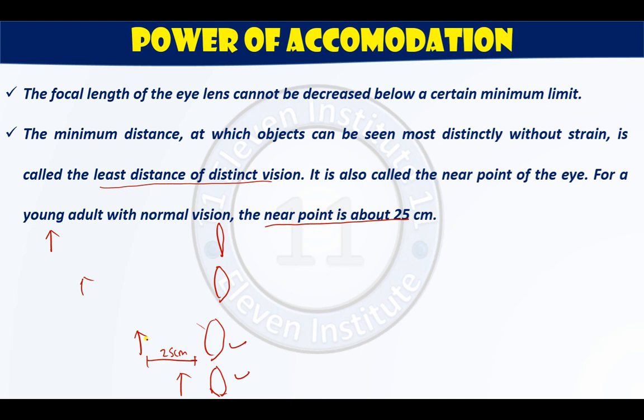Right? If you keep an object at a distance of less than 25 centimeters from the eye lens, the focal length of this lens will not change. And if you bring object nearer, then you will have strain in your eyes.